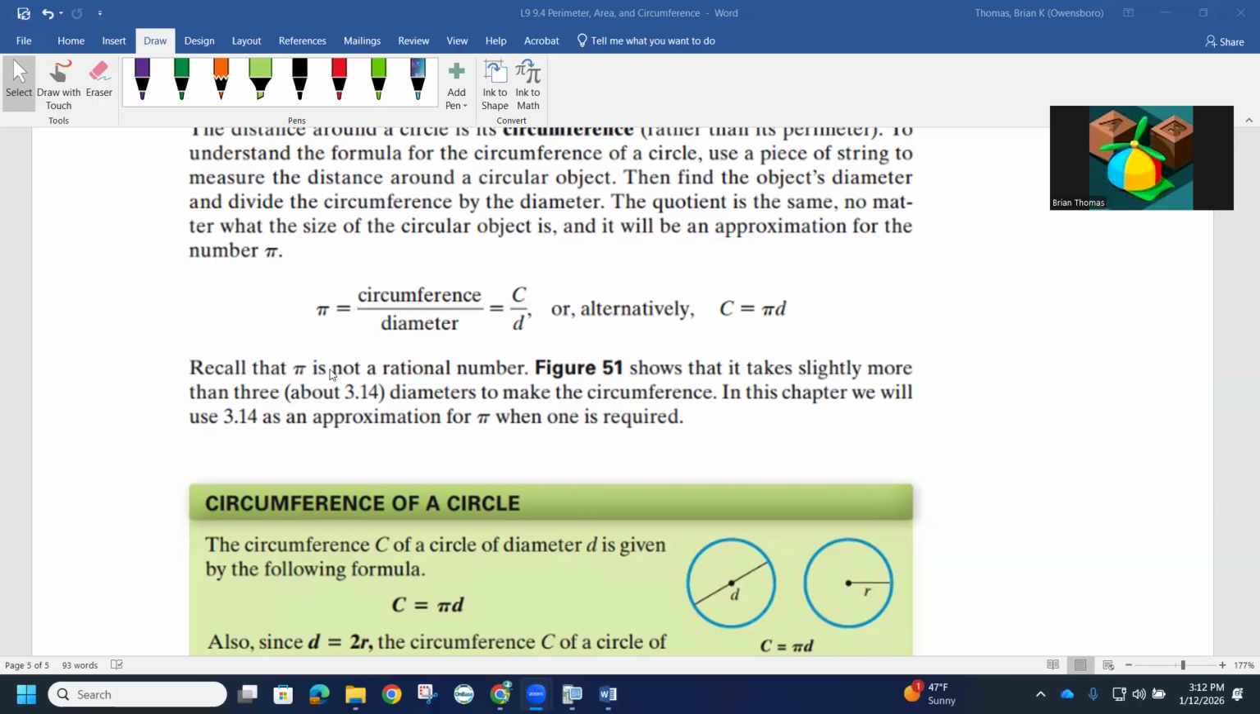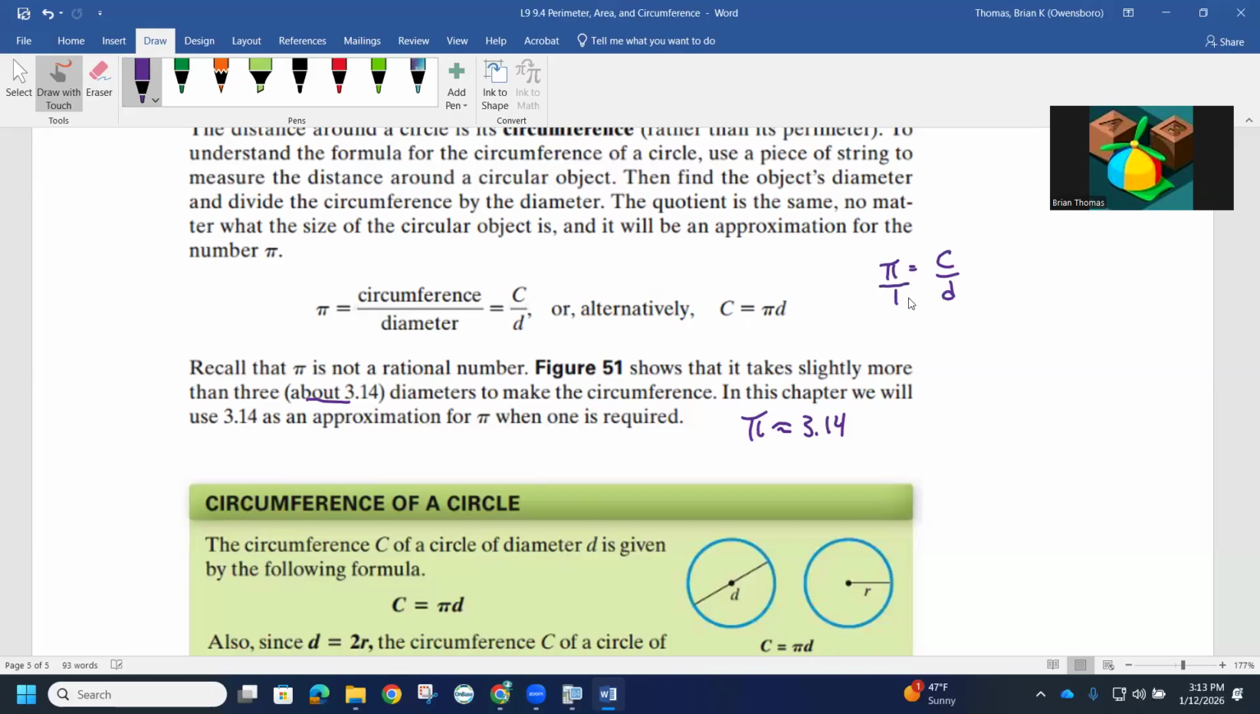Now pi is not really a rational number. It's slightly more than 3. A lot of times in our book, we're going to be using 3.14 for pi. So pi for us is going to be 3.14. So in your work, if they ask you to substitute in for pi, typically we're going to be asked to substitute in 3.14. So notice how up here we were saying that pi is equal to the circumference divided by the diameter. That's always going to hold true.